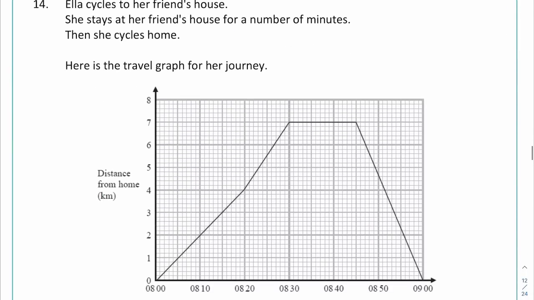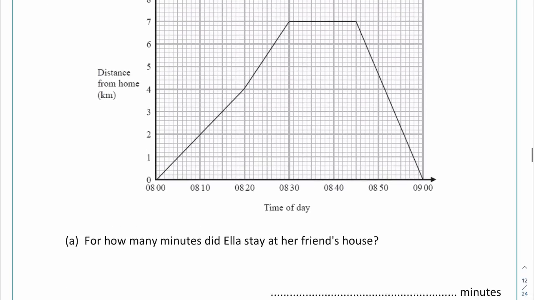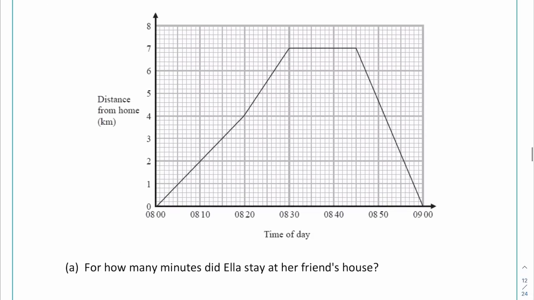Okay, so we have a distance time graph. Now it says on here that Ella cycles to her friend's house. She stays at her friend's house for a number of minutes and then she cycles home. Here is the travel graph. For how many minutes did Ella stay at her friend's house? So you just need to make sure you read this very carefully. So the point at which she stayed at a friend's house is where the line is flat, this part just here, as she's not travelled any distance.